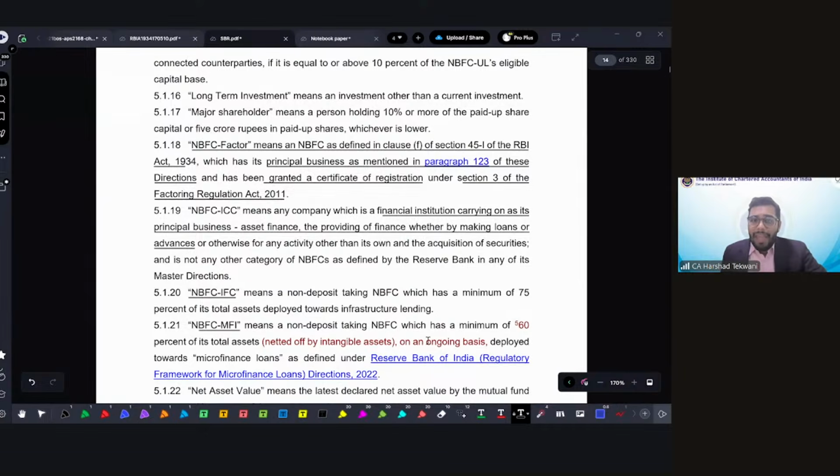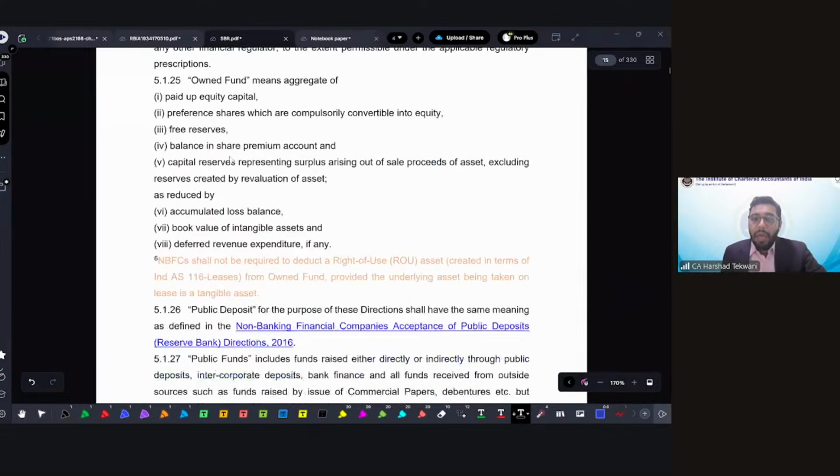Plus, we have an important definition that we need to look into. That is own funds. I'm not talking about net owned funds. I'm talking about own funds. Own funds means paid up equity capital, preference shares compulsorily convertible to equity, free reserves, balance in share premium account, capital reserves representing surplus arising out of sale proceeds of assets, as reduced by accumulated losses, book value of intangibles, and deferred revenue expenditure.